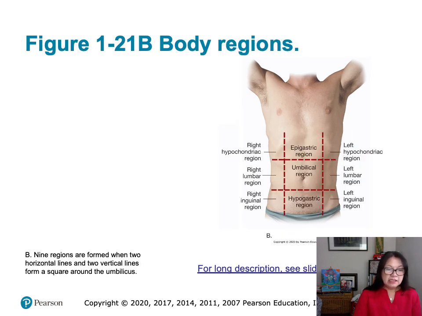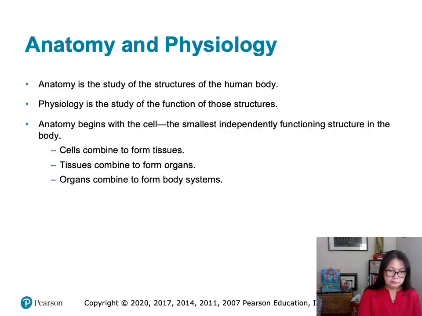Moving on, the 9 regions of the abdominopelvic area are the right and left hypochondriac regions, the epigastric region, the right and left lumbar regions, the umbilical region, the right and left inguinal regions, and the hypogastric region. As shown, these 9 regions are formed when 2 horizontal lines and 2 vertical lines form a square around the umbilicus.